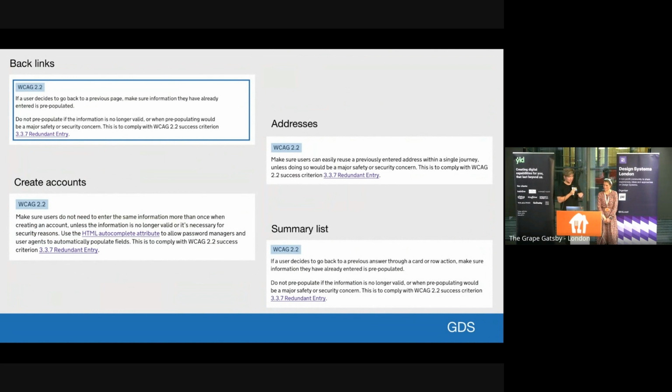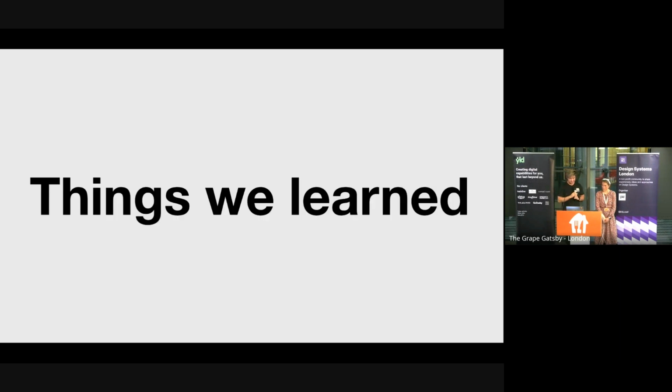And so by doing that, we were able to write a lot of consistent advice across different components and patterns. And this kept all our advice consistent, so we weren't contradicting each other, but also relevant in each instance that we were putting this accessibility advice on. So, things we learned.